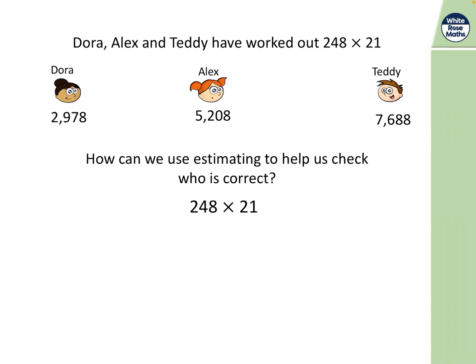So we've got our calculation there. Because normally we use rounding when we estimate, we can either round this up, and then we're going to round this one up. 250 times 20. So you can do 250 times 2 times 10, or 25 times 2 times 10 times 10. So 250 times 2 is 500, times 10 is of course 5,000.